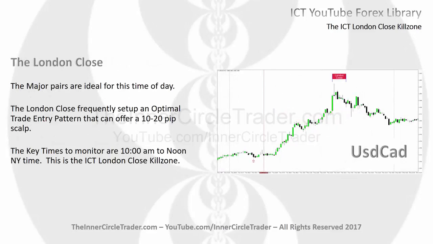Okay, so the London close is a particular time of day that usually ends the opposite end of the daily range. The major pairs, usually coupled with a dollar, are ideal for this time of day, and the London close frequently sets up an optimal trade entry pattern that can offer 10 to 20 pips for a scalp. The key times to monitor are 10 a.m. to noon New York time. This is the ICT London close Killzone.